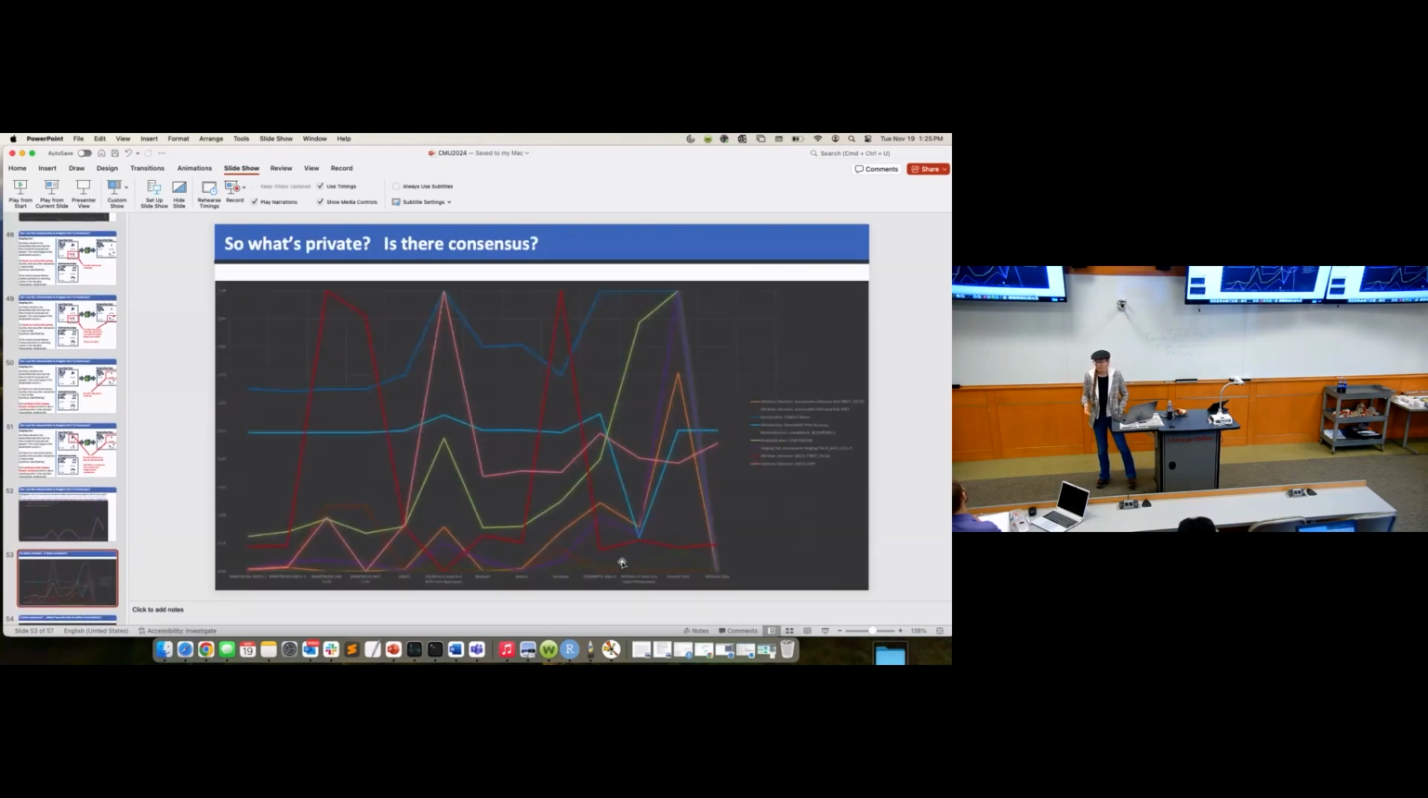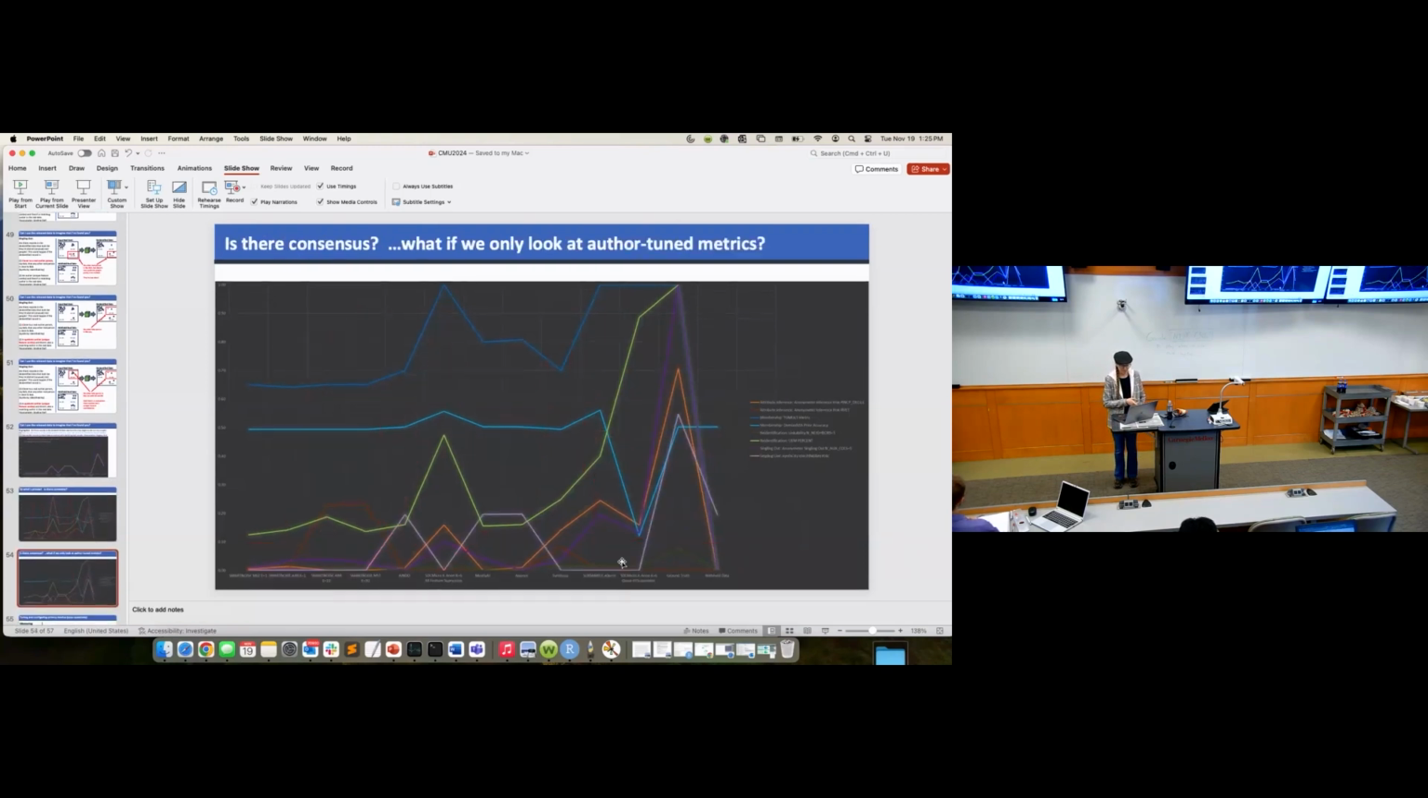In fact, nothing agrees with anything. So if we scale them all to be on the same range, it looks like this. But is there consensus? What if we only look at author-tuned metrics? So for some of these, and this is a real great community, we've actually had the makers of the libraries configure them for our approaches.